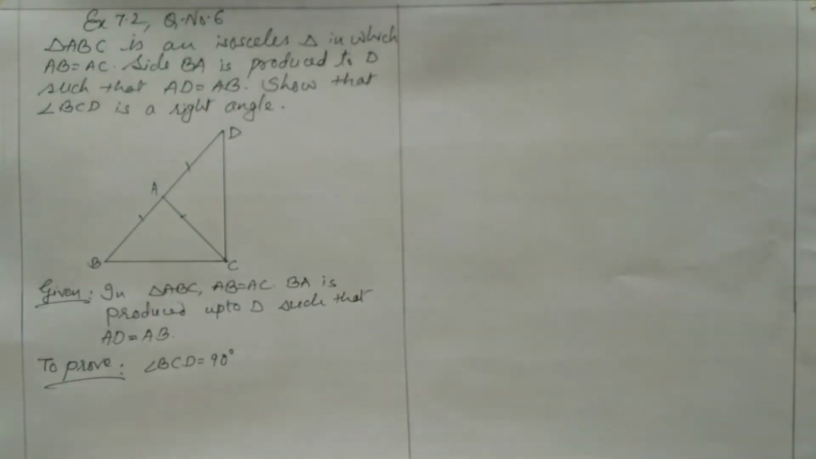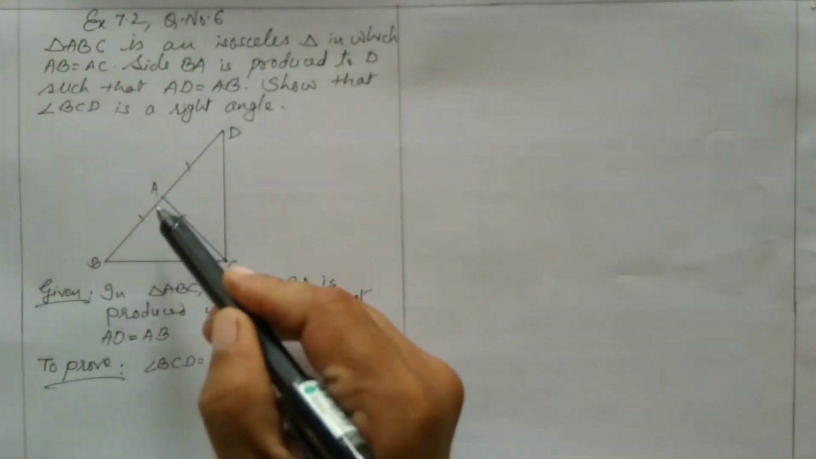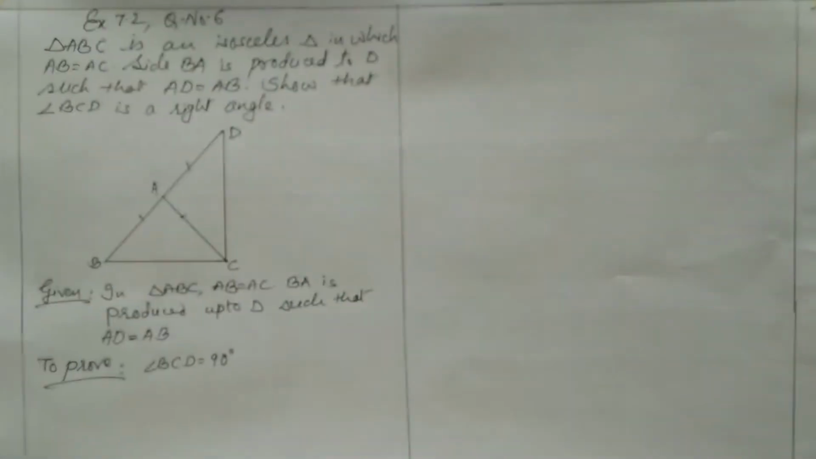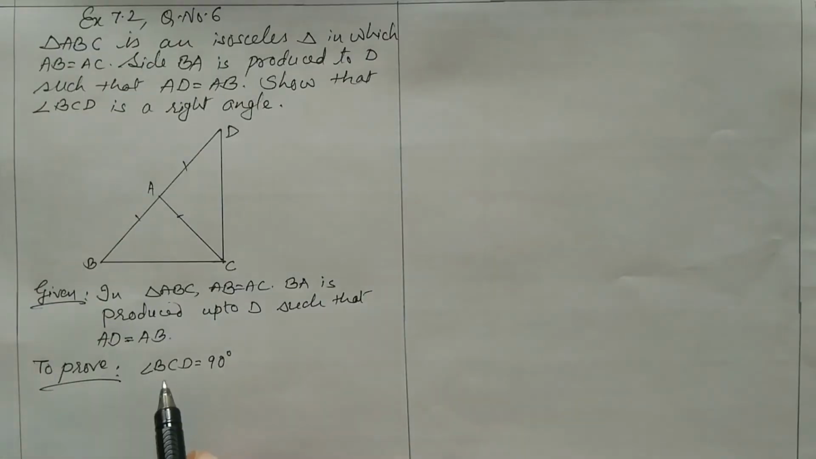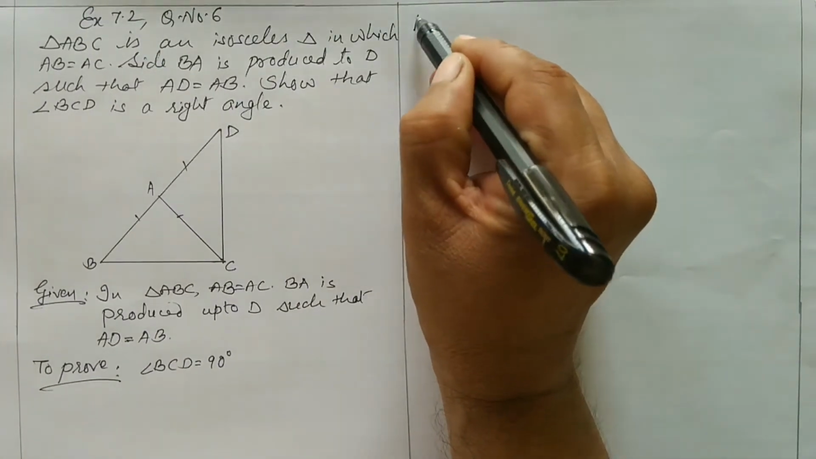Let us see question number 6 of exercise 7.2. Triangle ABC is an isosceles triangle in which AB is equal to AC. Side BA is produced up to D such that AD is equal to AB. You have to show that angle BCD is 90 degrees. Now let us prove this. See the proof.